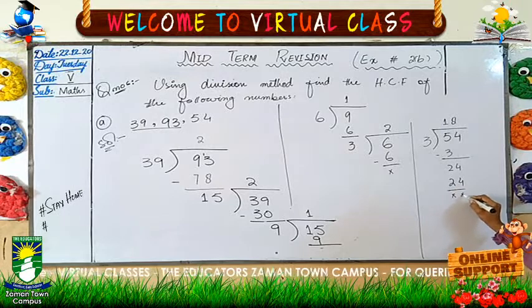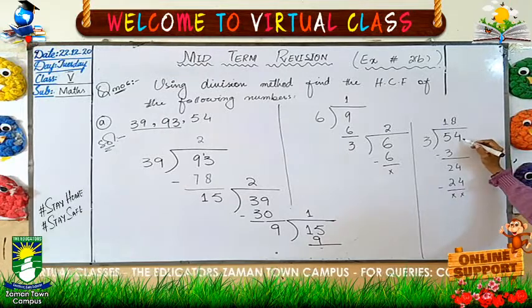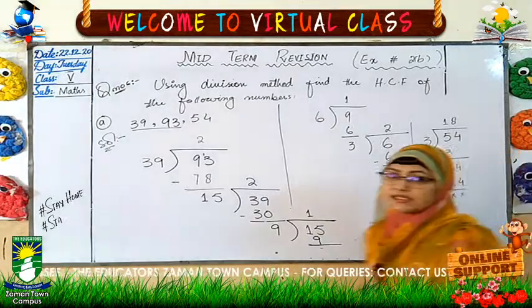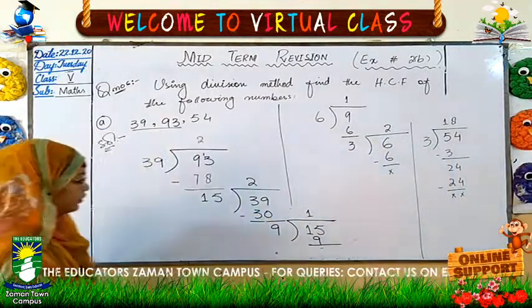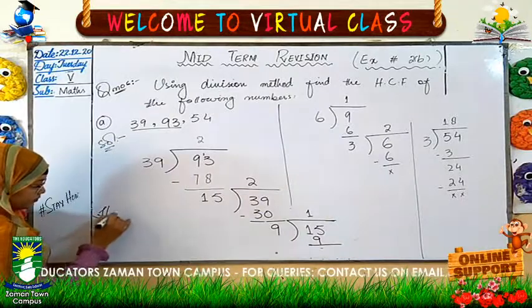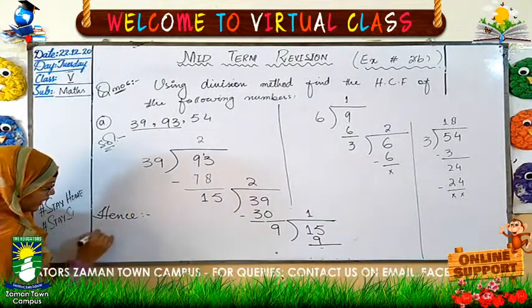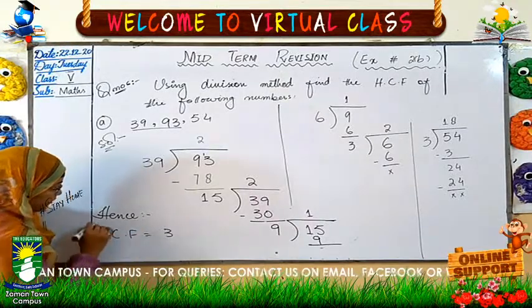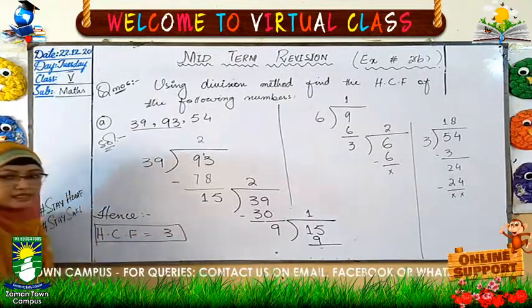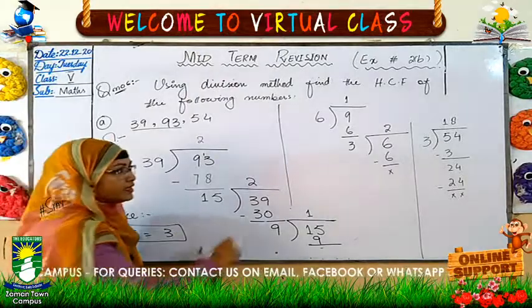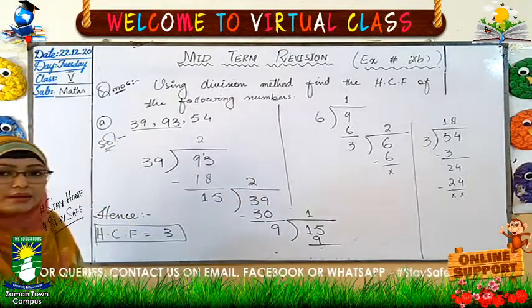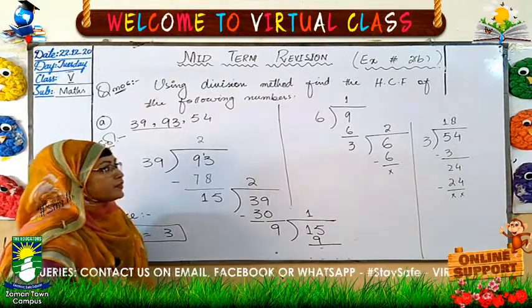It means 54 is also divisible by 3 or we can say that 3 is a HCF. What is 3? Hence HCF is equals to 3. Why HCF is equals to 3? Because 3 is a number which has been divided the whole question completely. We are not having any remainder at the end. Okay. So this is a method.